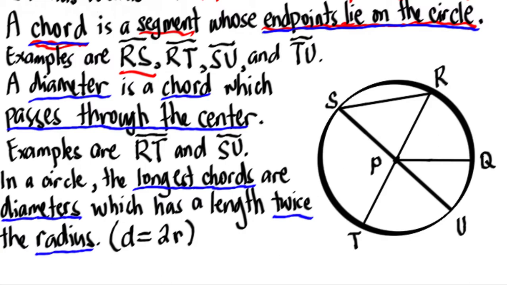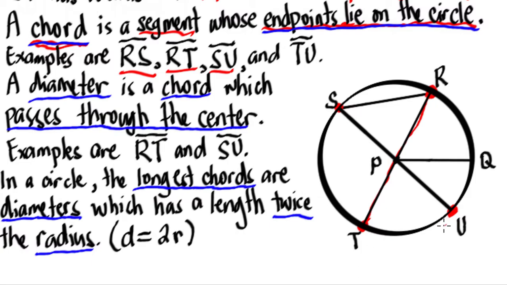Next example is the line segment RT. RT is over here, R and T. This is a line segment. Why is it a chord, though it's long? Because both endpoints are on the circle. This is on the circle, this is on the circle. SU: this is on the circle, this is also on the circle. So therefore, this is a chord.